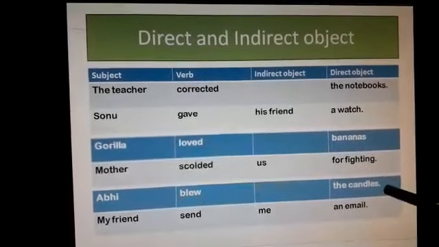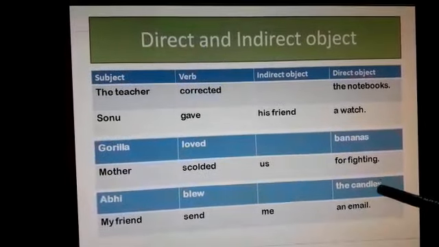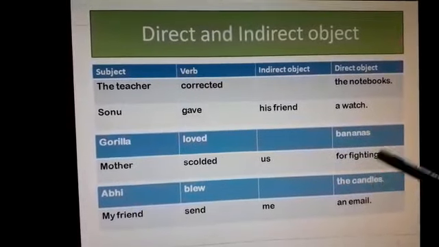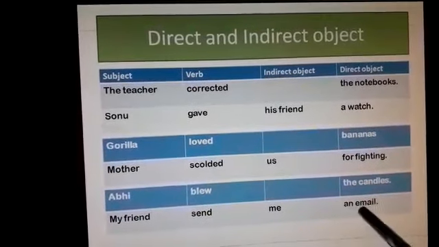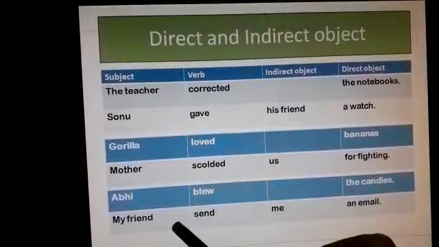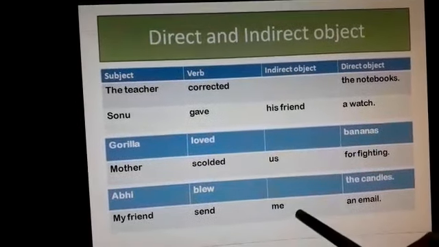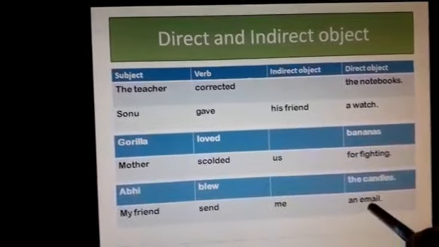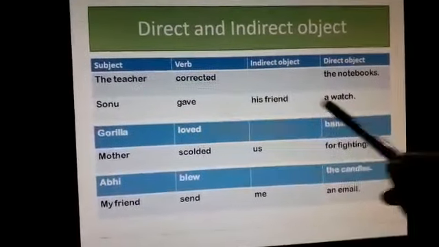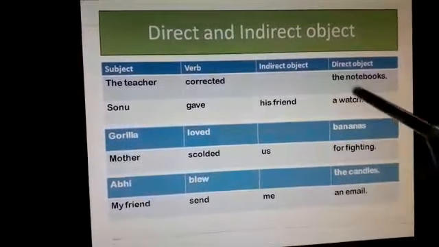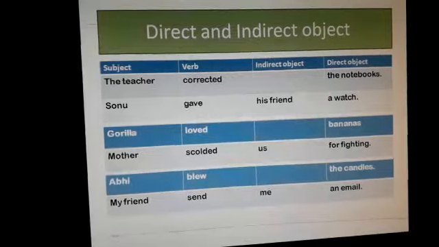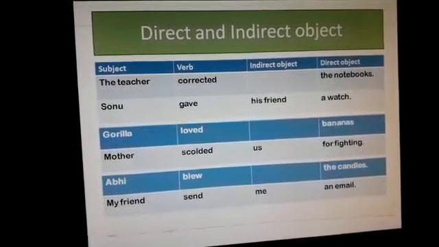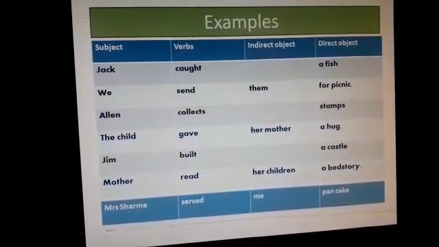Abby blew the candles. What did Abby blow? He blew the candles. So this is the direct object. My friend sent me an email. Whom did he send? He sent me. So me is the indirect object and email is the direct object. So wherever there are two objects, one is the indirect object, the other one is the direct object. I hope you have understood. Let us see some more examples.